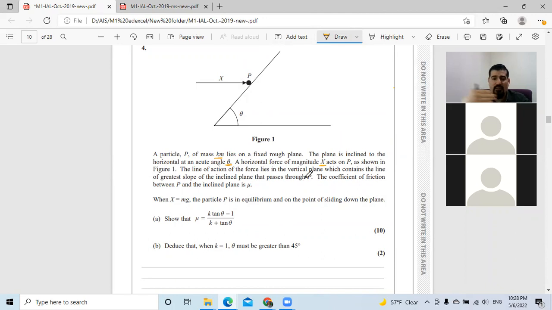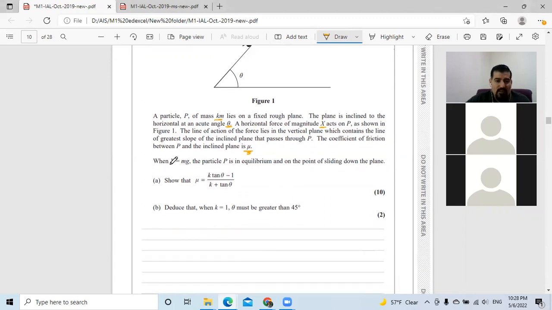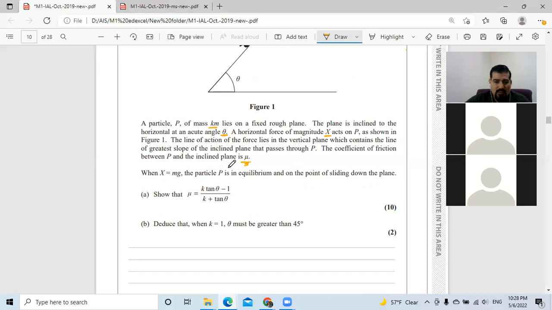That means there's no resultant force in the third dimension. We have only forces across the plane and perpendicular to the plane. There's no sideways force on the plane. Then the coefficient of friction between P and the inclined plane is mu. When x is equal to mg, the particle P is in equilibrium, and it's on the point of sliding down.